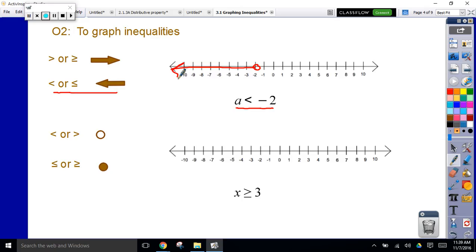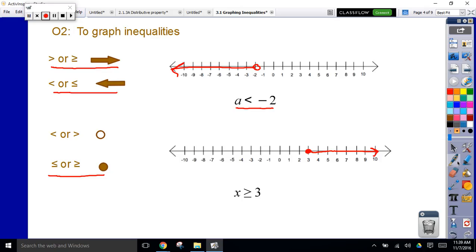Okay, for the next one, x is greater than or equal to 3. I do have an equal sign, so anytime I have an equal sign, I'm going to use a closed circle. So I have a closed circle on 3, and it says greater than or equal to. Anytime I have any type of greater than sign, that tells me that my arrow is going to go to the right.